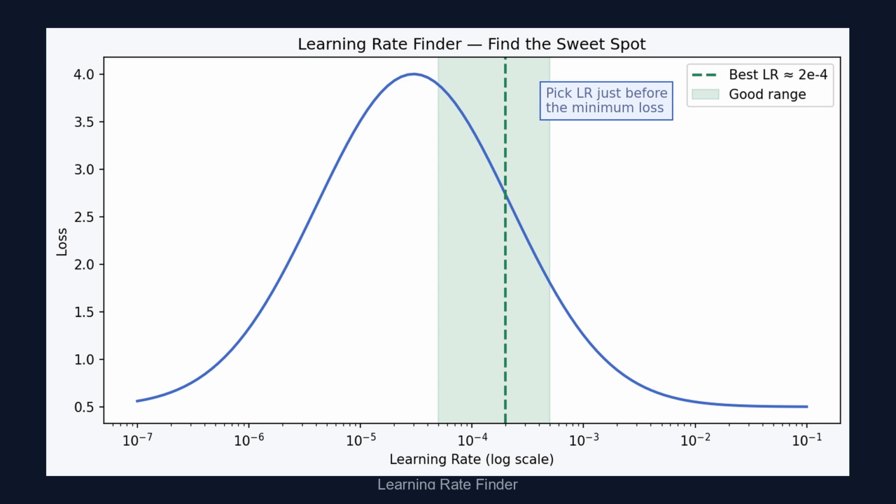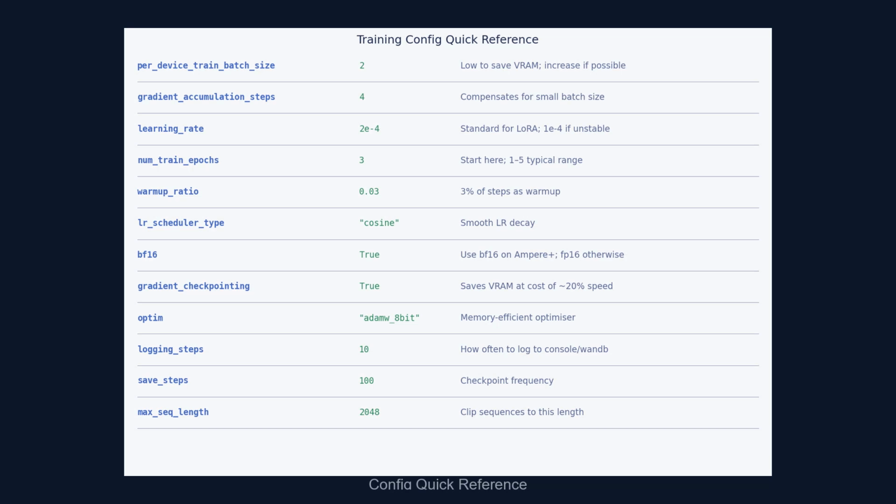Using this technique, you ensure that your model starts training effectively, avoiding issues like slow convergence or divergence caused by a learning rate that is too high or too low. So, take note of the best learning rate identified here, and in your next steps, implement this value in your training configuration. This is a foundational skill in model training that will serve you well as you continue to experiment and refine your approaches. This is a quick reference guide for configuring the training parameters in your LLM fine-tuning process.